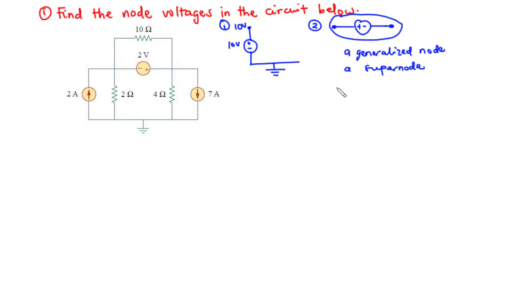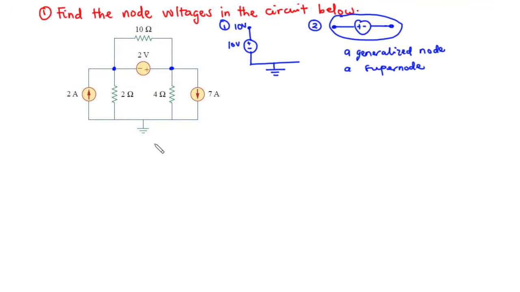In this question, we are asked to find the node voltages in the circuit below. You need to identify that we have this to be our first node. We have 2 amperes, 2 ohms, 10 ohms, and then 2 volts connected here. So this is our first node. We have our second node to be this, where we have 2 volts, 10 ohms, 4 ohms, and then 7 amperes also connected here. So we have 4 elements connected at this node.